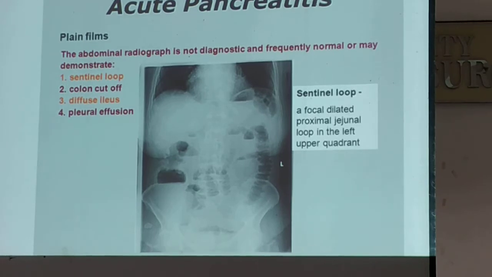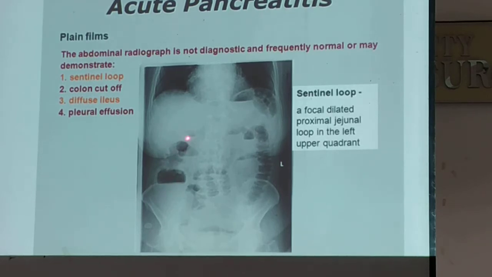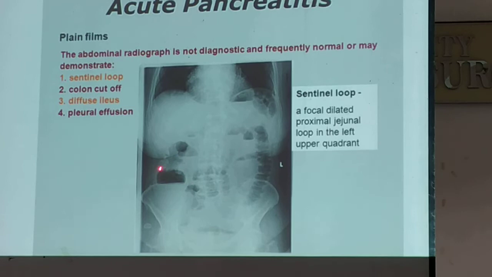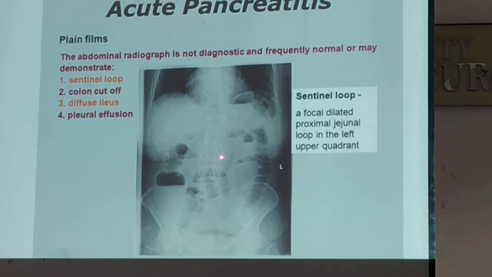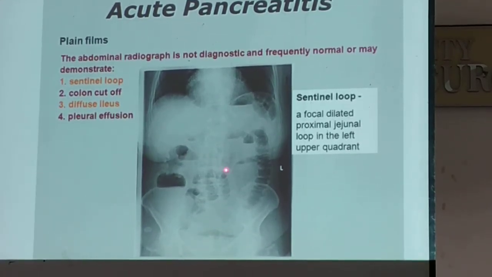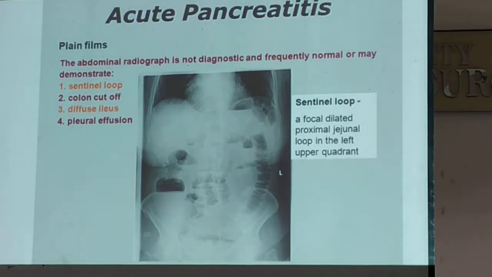So this one would be diffuse ileus. So again, you could see dilated bowel loops. That one will be your large intestine, and some gas here would be most likely your small intestines. Okay? Again, all these four signs are not pathognomonic to acute pancreatitis.